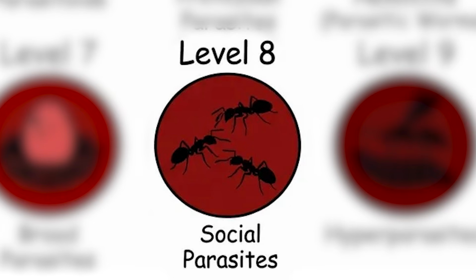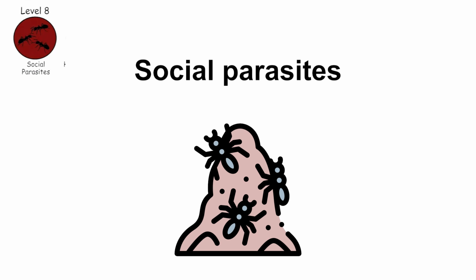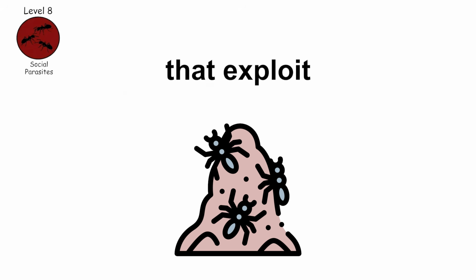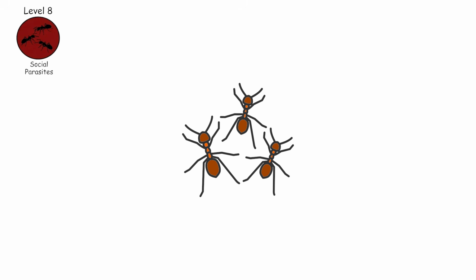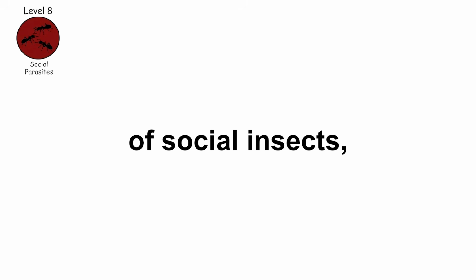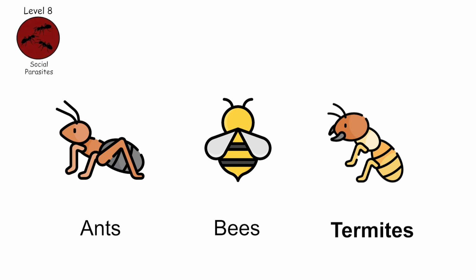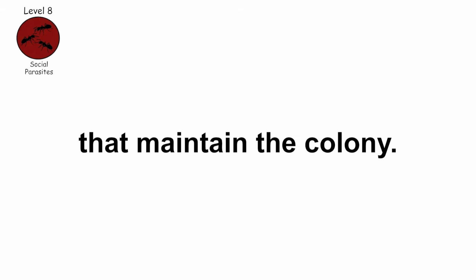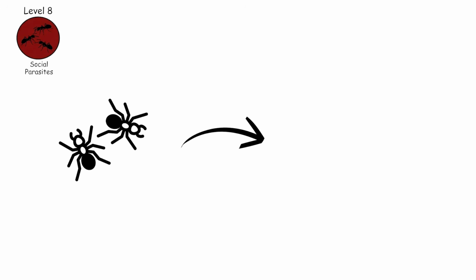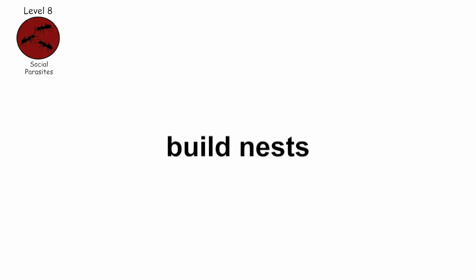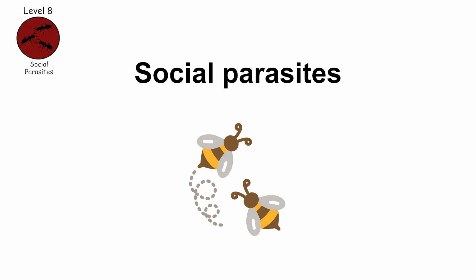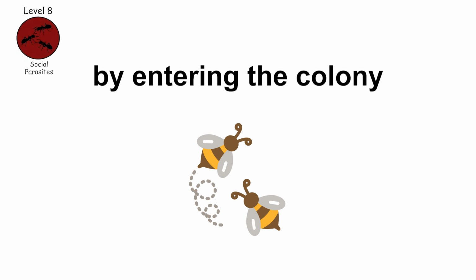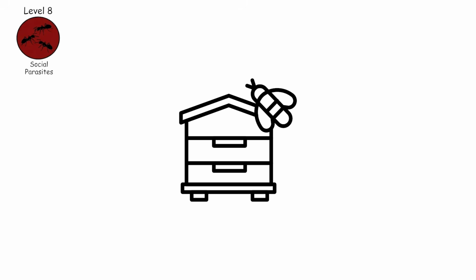Level 8, Social Parasites. Social parasites are organisms that exploit the social systems of other species, especially insects that live in organized colonies. These parasites infiltrate the colonies of social insects such as ants, bees, or termites and take advantage of the workers that maintain the colony. In many insect colonies, workers gather food, build nests, and care for the young while the queen reproduces. Social parasites take advantage of this system by entering the colony and using the workers to support them.